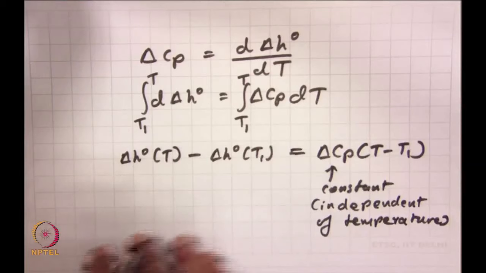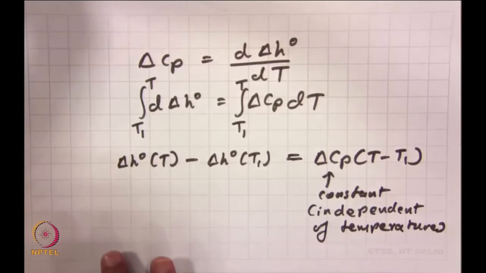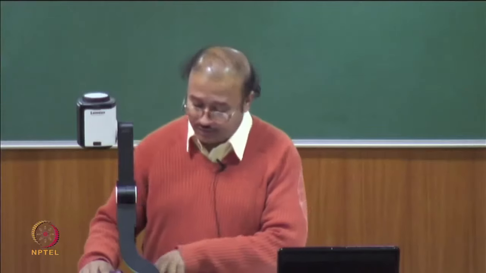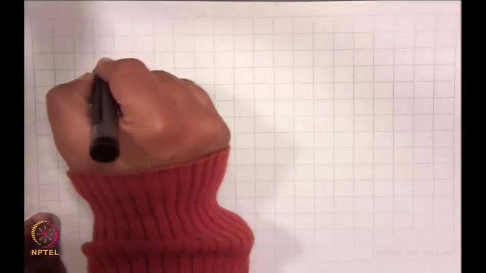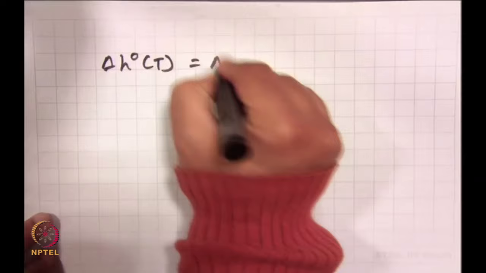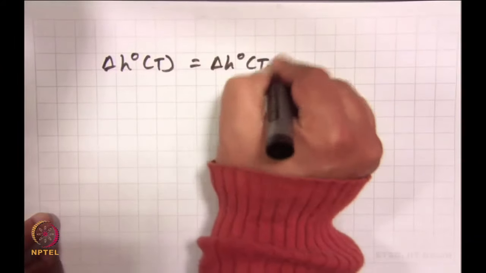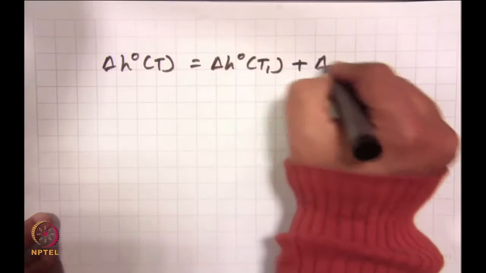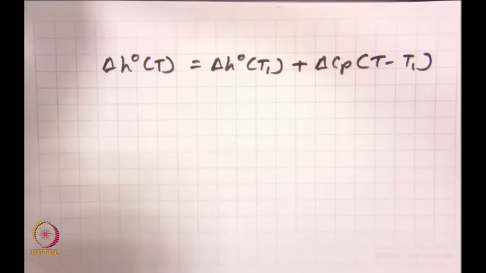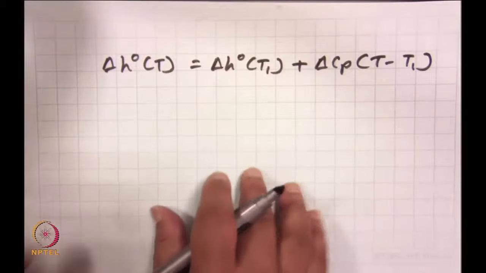And especially for protein folding, the range of temperature between which we study actually the proteins folding unfolding, this assumption is not a bad assumption, right. So, having said this, we can rewrite this as delta H 0 T is equal to delta H 0 T1 plus delta Cp times T minus T1. Okay.